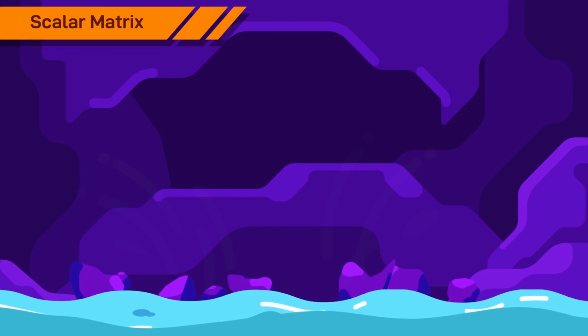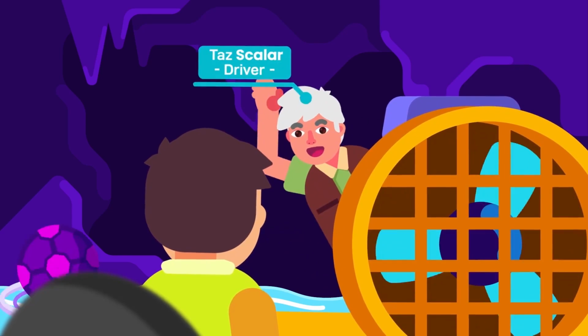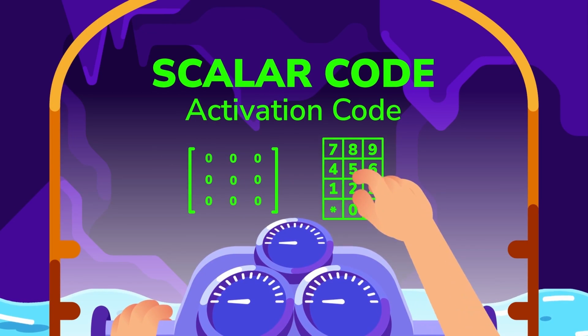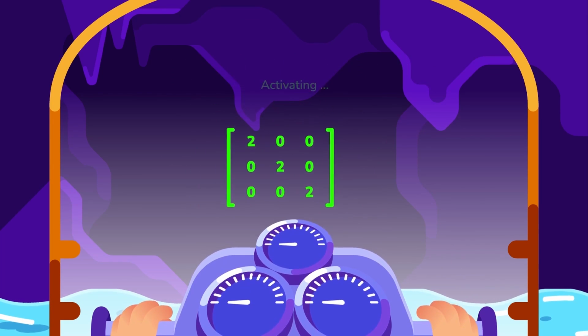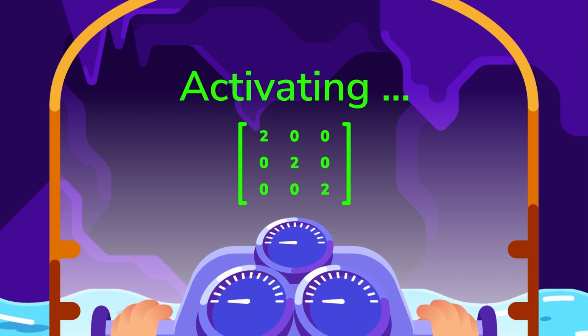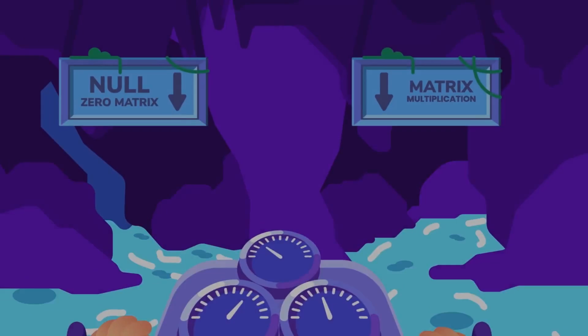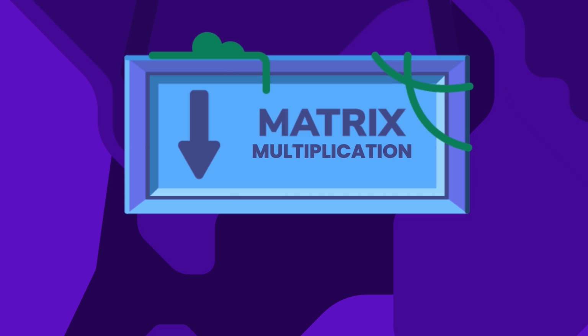Scalar matrix. A scalar matrix is almost similar to an identity matrix in that it has the same number or variable on its main diagonal and 0 everywhere else. In fact, a scalar matrix is the product of a constant and an identity matrix. We'll delve further into matrix multiplication in the next video.